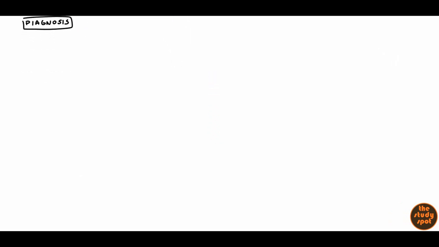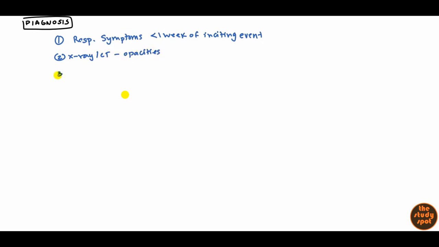So how do you diagnose ARDS? So there is a criteria to diagnose it. The first criterion is that these patients must have respiratory symptoms. These respiratory symptoms have to occur less than 1 week of the inciting event. So any longer than that, and you're going to be doubting the diagnosis of ARDS. Also, on X-ray and CT, you do need to find those opacifications that I showed earlier, so that's necessary. And finally, you need to rule out other causes.